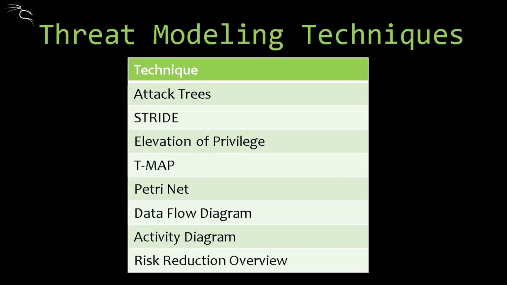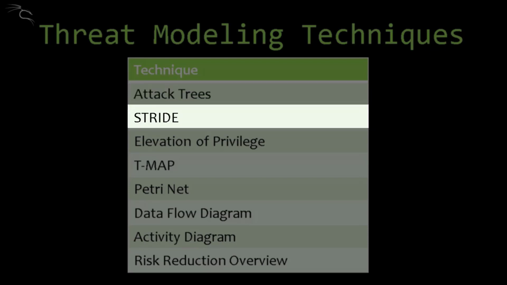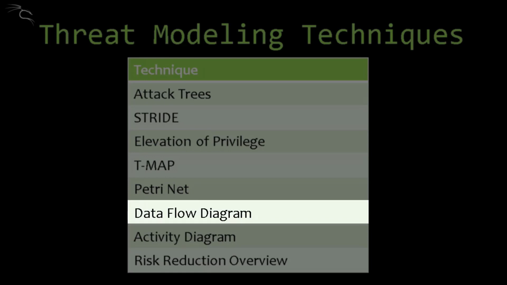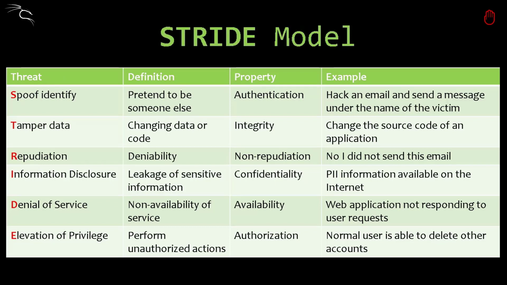Different methods and techniques are used by pen testers, practitioners, and analysts to understand the variety of information security risks. Some of those structured threat modeling techniques are attack trees, the STRIDE method, Elevation of Privilege, TMAP, Petri nets, data flow diagrams, activity diagrams, and risk reduction overview. One of the most famous models is the STRIDE model.